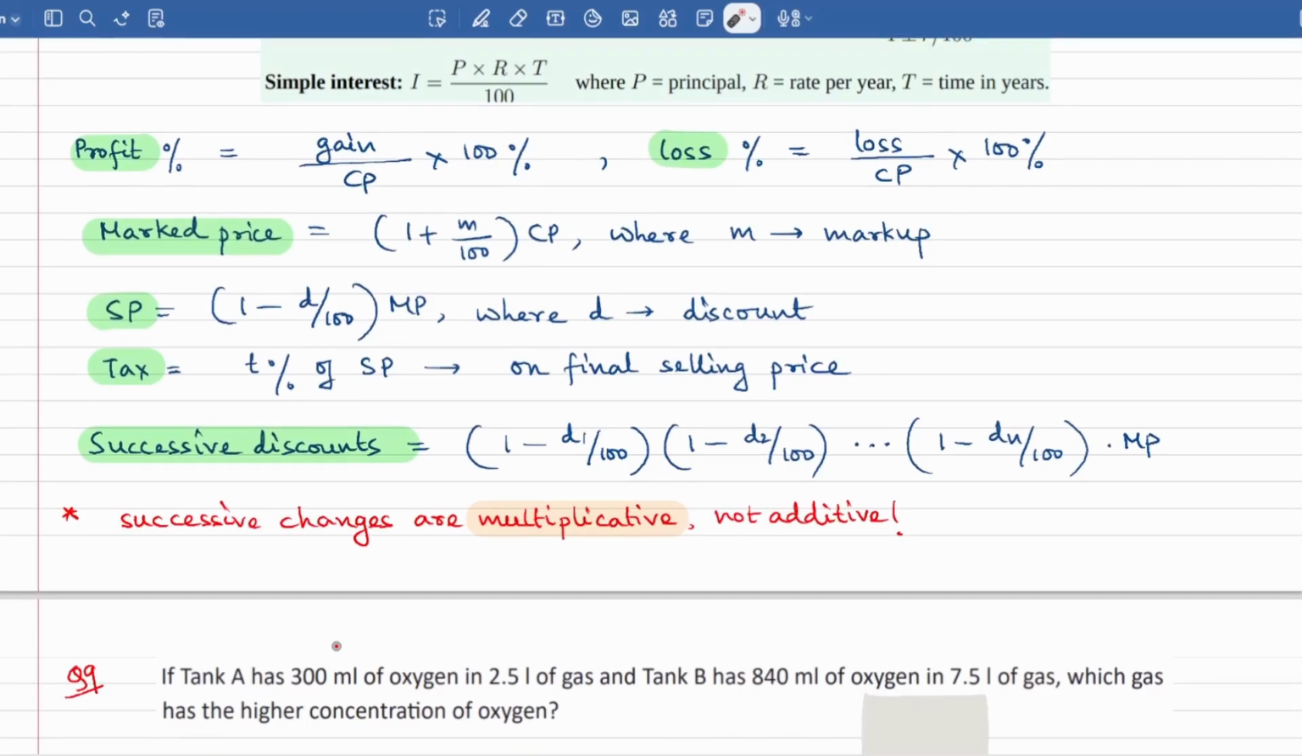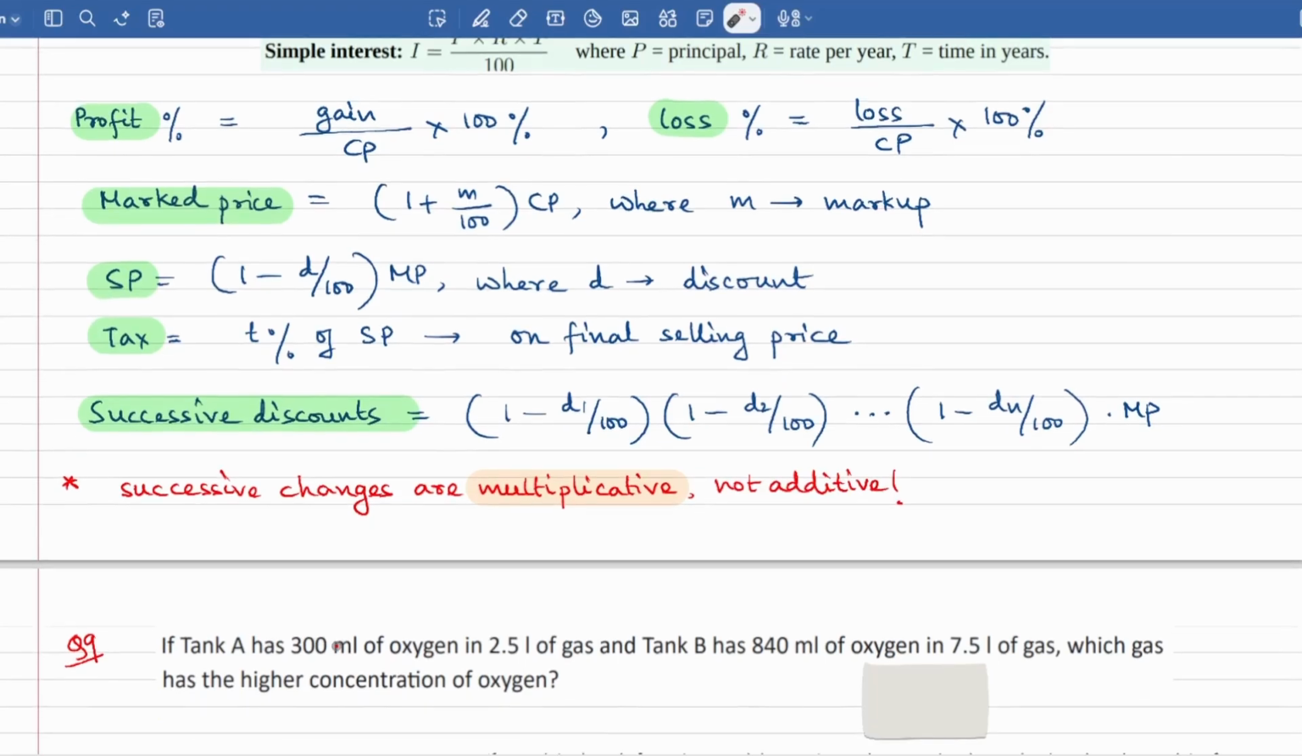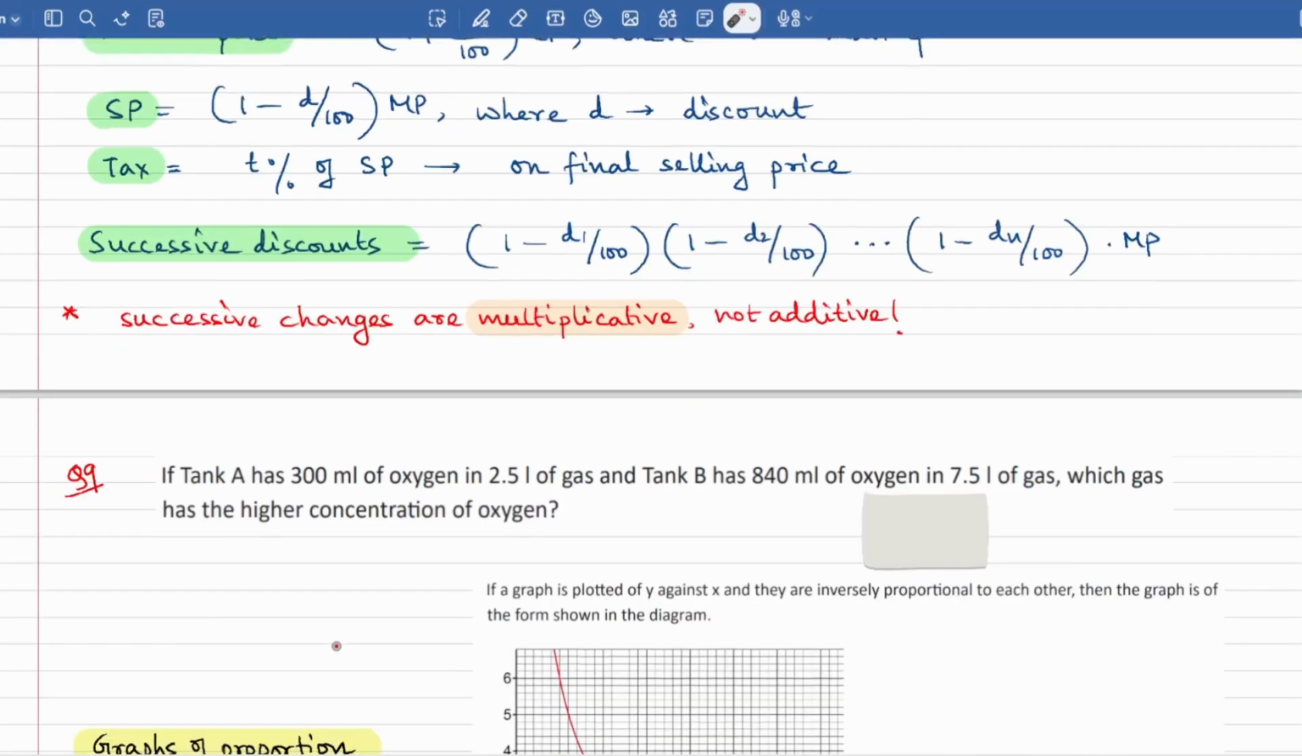Now question 9 says tank A has 300 ml of oxygen in 2.5 liters of gas, and tank B has 840 ml of oxygen in 7.5 liters of gas. Which tank has a higher concentrate of oxygen? That's the question. Figure it out using percentages or ratios or fractions, whatever you want. I hope you have solved it. It's just basic calculation. The answer will be tank A, if I remember.